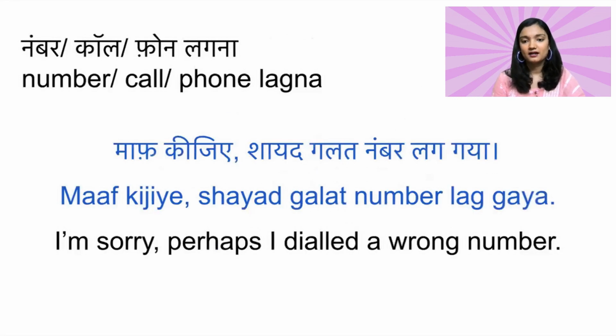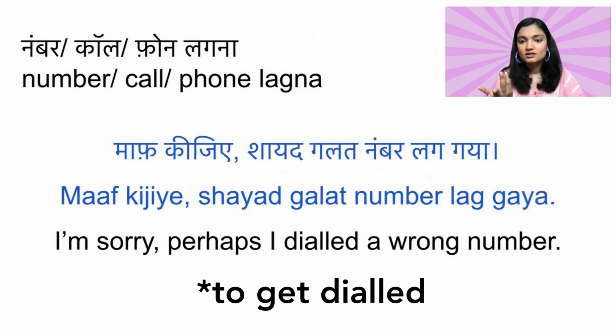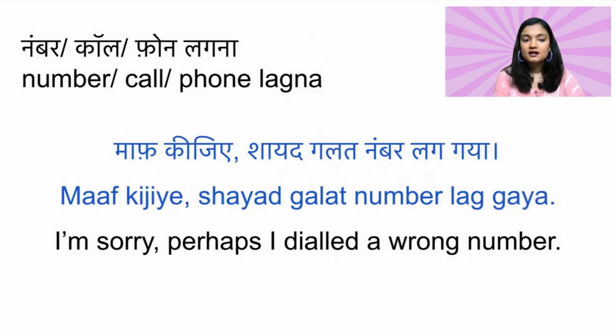Next phrase is number lagna or call lagna, or you can say phone lagna. That means to dial. The sentence is माफ कीजिए शायद गलत नंबर लग गया. That means I'm sorry, maybe I dialed a wrong number. शायद means maybe. Galat number is wrong number, and gaya does not mean went. Gaya is acting as a helping verb here to talk about the action being completed or to show the transition from dialing a number to when it finally gets dialed.